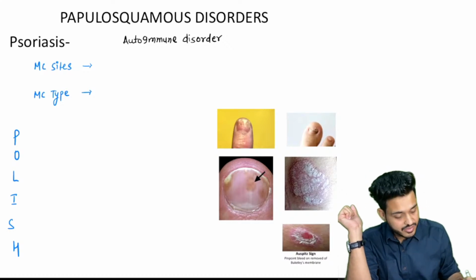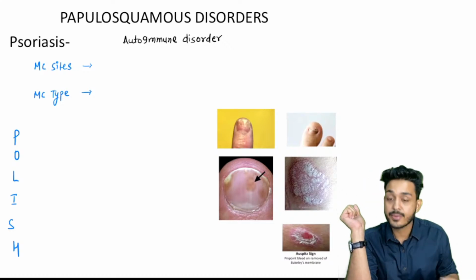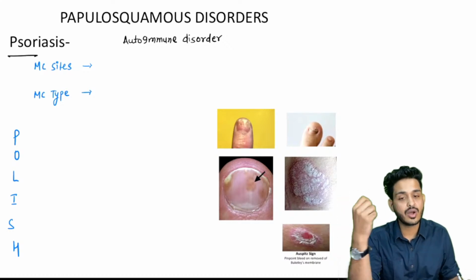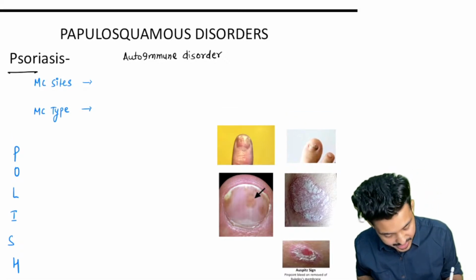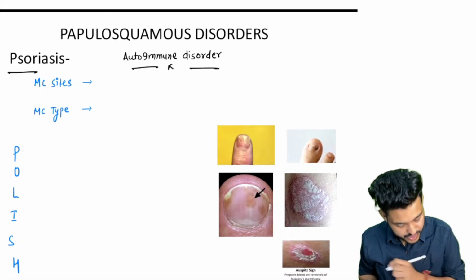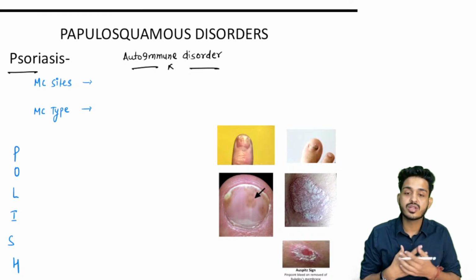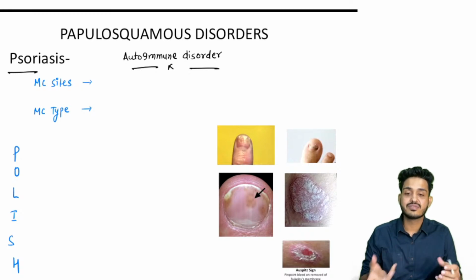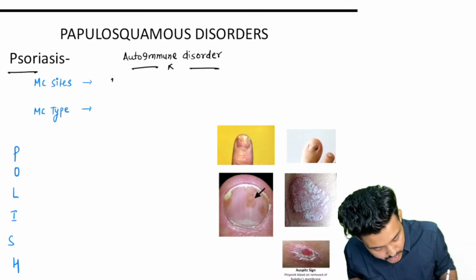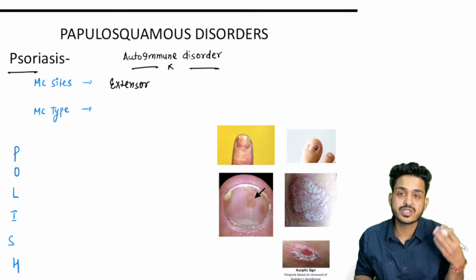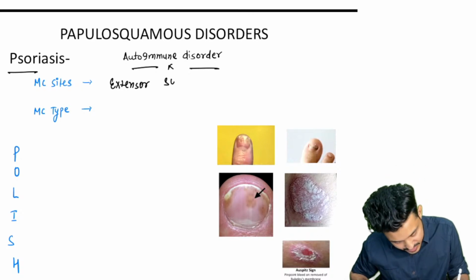Okay, let's start with the first thing, that is your psoriasis. So basically psoriasis is an autoimmune disorder. Okay, कैसा disorder है? It is basically an autoimmune disorder. What is the most common site where you will find psoriasis? कहाँ पर होता है most commonly? In the body which surfaces? Okay, so that would be mostly seen in the extensor surface.